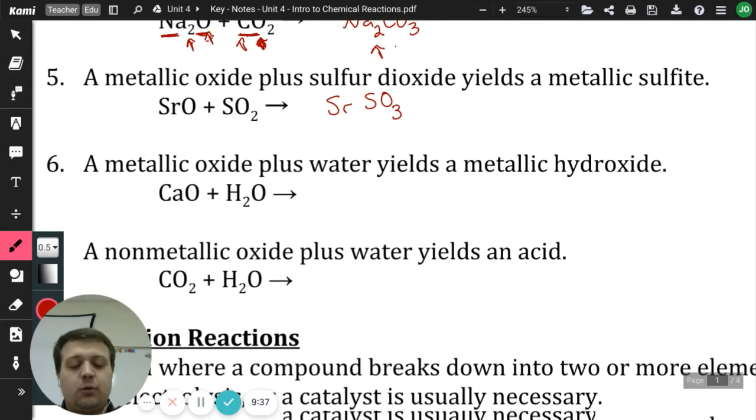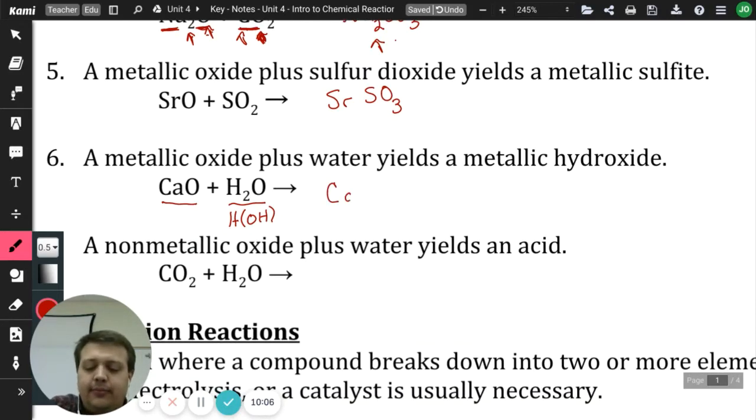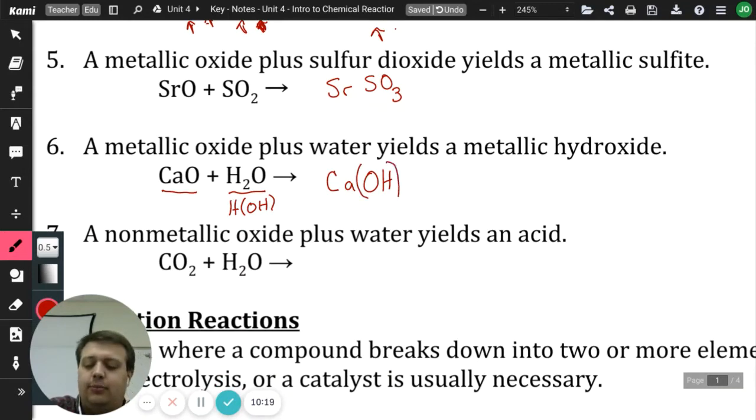Rule number 6. Rule number 6 says that if you've got a metallic oxide plus water, we're going to yield a metallic hydroxide. So metallic oxide plus water yields a metallic hydroxide. So here's my metallic oxide. Here's my water. Remember, water is essentially HOH, and it's going to yield a metallic hydroxide. So my metallic would be calcium. Hydroxide would be OH. I need to cancel out my charges. Calcium's got a +2. Hydroxide's got a -1. So to cancel that out, I have to put this in parentheses and put a 2 on the outside right there.